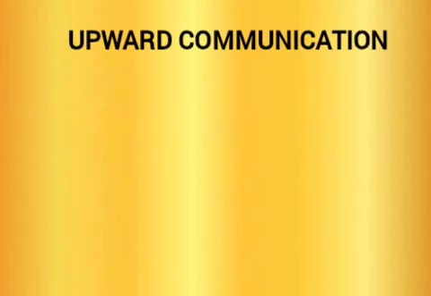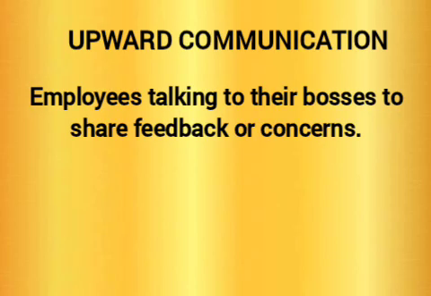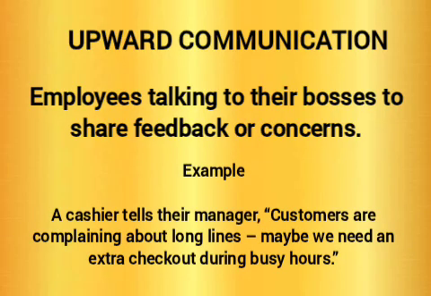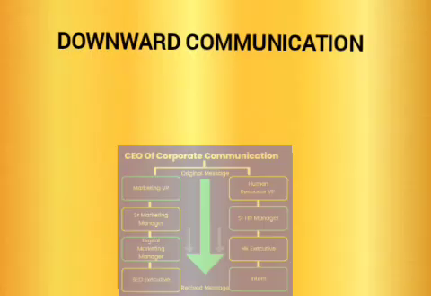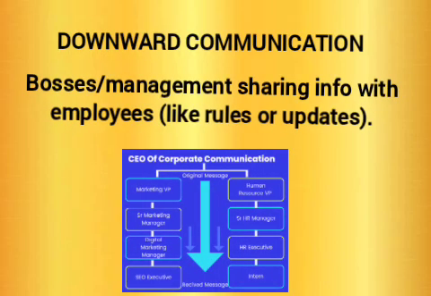Upward communication. Employees talking to their bosses to share feedback or concerns. Example. A cashier tells their manager, customers are complaining about long lines. Maybe we need an extra checkout during busy hours. Downward communication. Bosses, management sharing info with employees, like rules or updates.